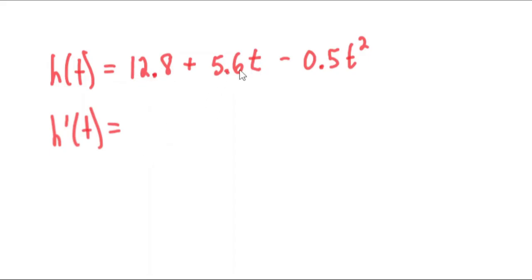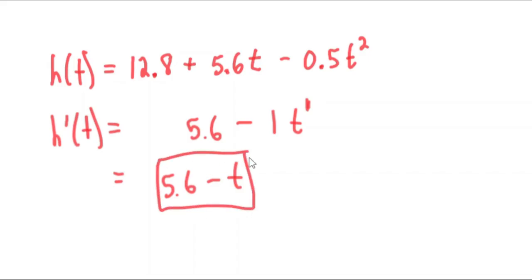But then what's the derivative of 5.6t? Well, it's just 5.6. Remember, the derivative of a constant times just t or just x is just going to be that constant. Minus, now what's the derivative of this? Well, we can take the 2 and multiply it by the 1/2, the 0.5, and get 1. So this is just minus 1 t to the, well, if you lower 2 by 1, you get t to the 1 power. So in other words, this is just 5.6 minus t. 1 t to the 1 is another way of saying t. So 5.6 minus t is our answer.